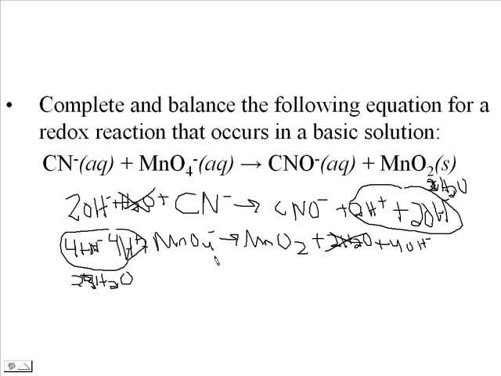Okay. So overall, now we can start looking at charges. So on our first equation, we've got -2 right here. We've got another negative right here. So we have a total of -3 on our left-hand side.